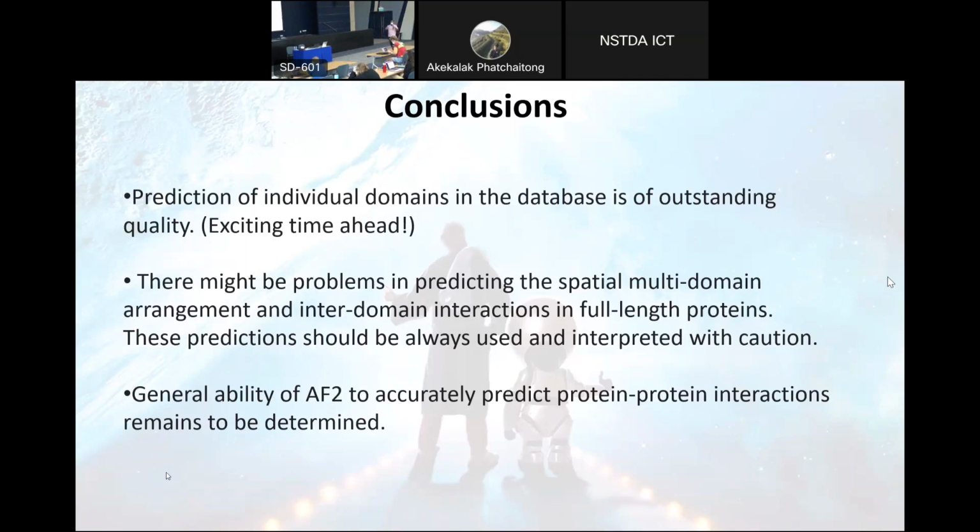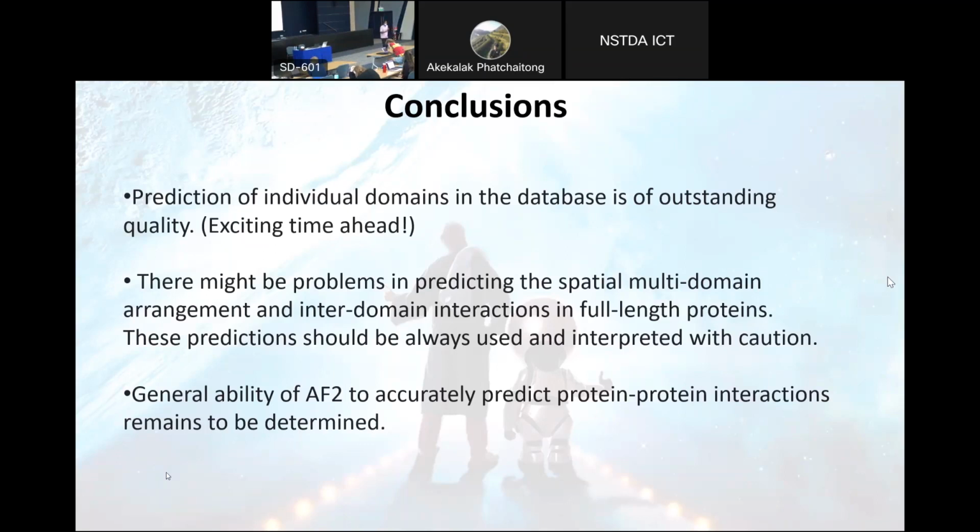Now, when you have multiple domains, Dave will show you an example of how, when you put multiple domains together, the relative orientation of the domains may not be correct. And that you get from the PAE score. Okay. So if you predict a multimer with AlphaFold, there is a possibility that the relative orientation of the domains is not right, and we'll get a hint from the PAE score.